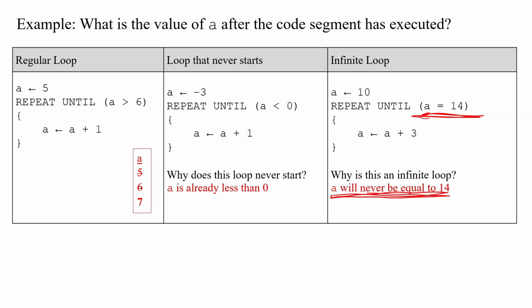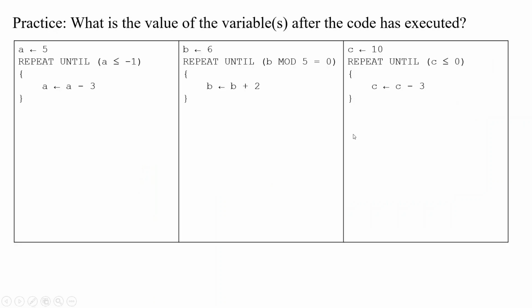Now I've got quite a few examples of tracing these loops. They take a little bit of practice to get used to, but nothing we can't handle. So what's the value of the variables after the code is executed? Let's start off with some one-liners for these repeat untils. I have A is 5, and I want to repeat until A is less than or equal to -1. Right now A is 5, it is not less than or equal to -1. So inside it says I'm going to subtract 3. So it becomes 2.